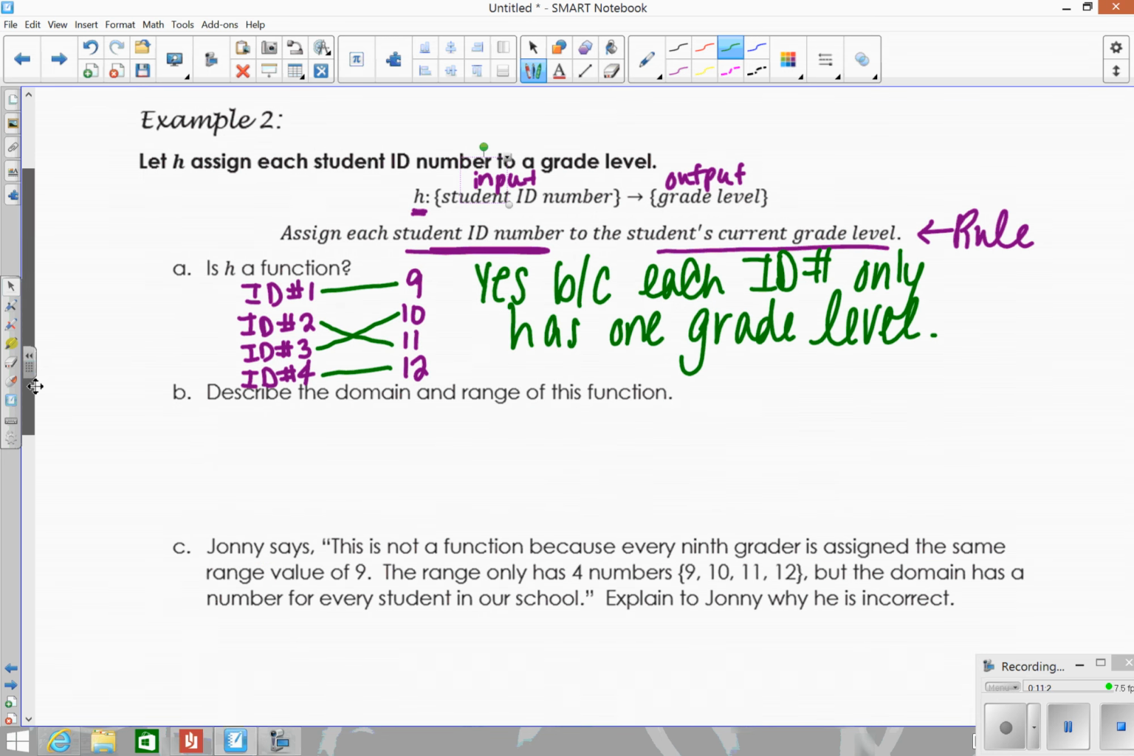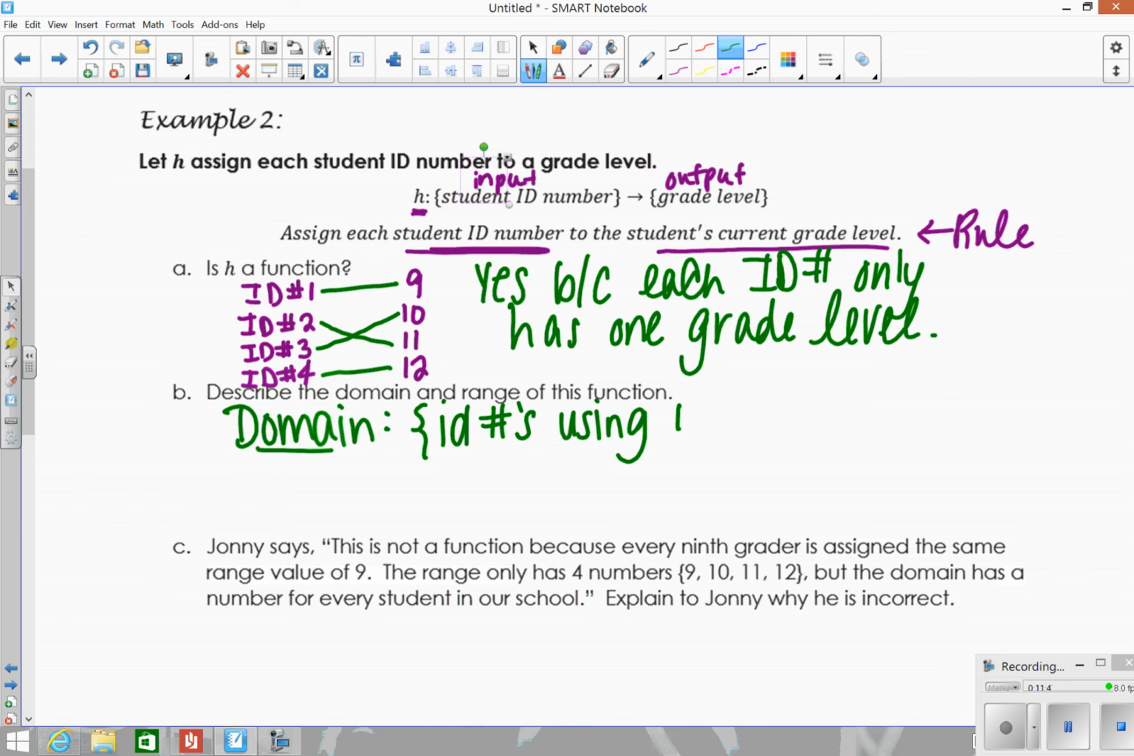And then the next thing here is the domain and range. So the domain, remember, is all of the input values. So the domain is going to be all of the ID numbers. So I'm going to put it in the curly brackets here because it's going to be a set of ID numbers. So this is just going to be the ID numbers, using numbers 0 through 9. So if you wanted to make up ID numbers, you would use the digits 0 through 9. Now you don't have to put that using numbers 0 through 9, but it's just being more descriptive.